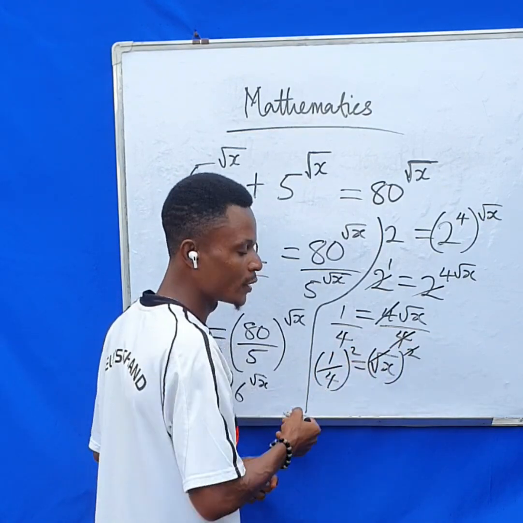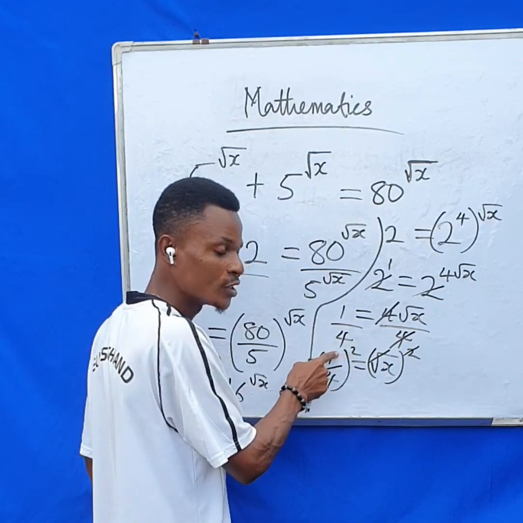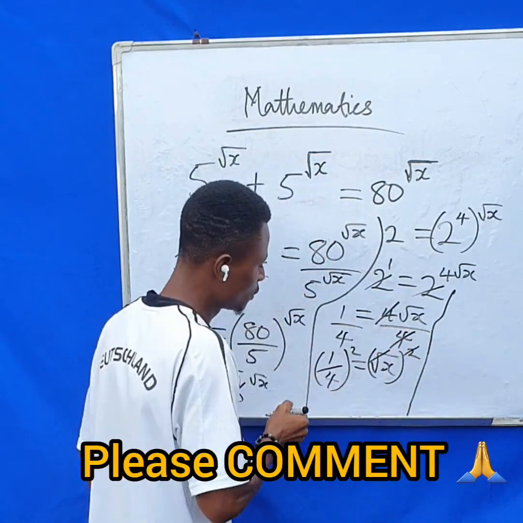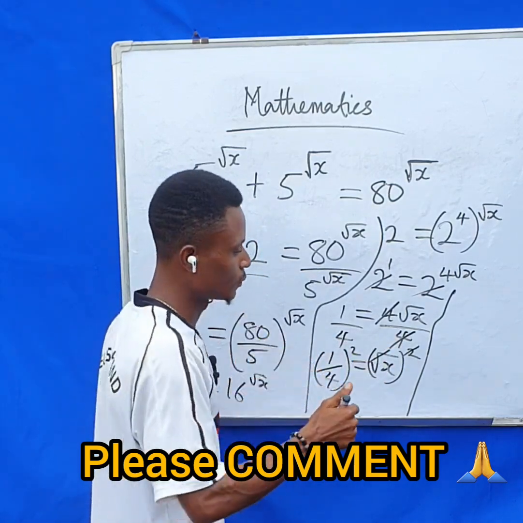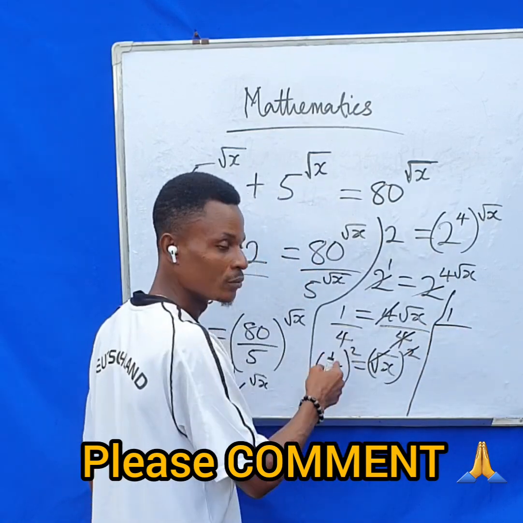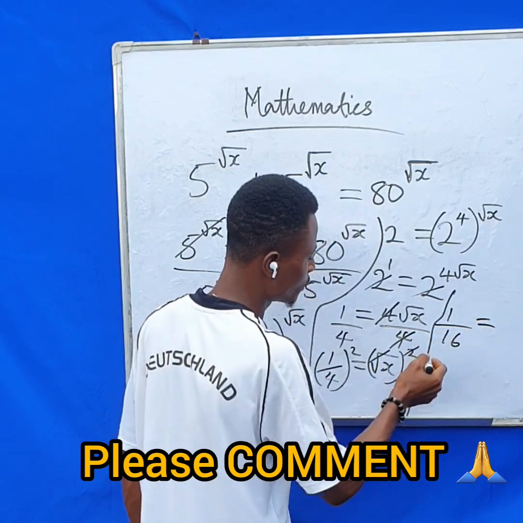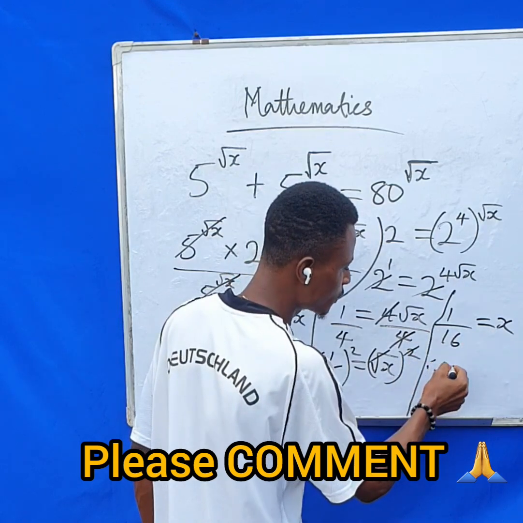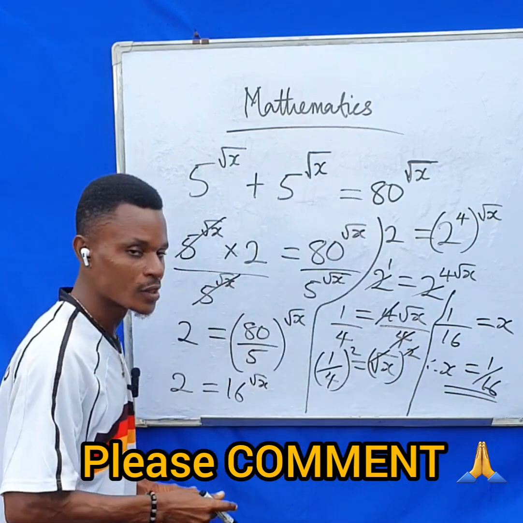So we square this side and also square this side. This power 2 and this square root sign will cancel. For this one here, this power 2 is affecting this 1 and this 4. So 1 raised to the power of 2 means 1 times 1, which is 1, all over 4 raised to the power of 2, which means 4 times 4, which is 16, equal to x. Therefore, since 1 over 16 is equal to x, it means that x is equal to 1 over 16. And this is the answer to this question.